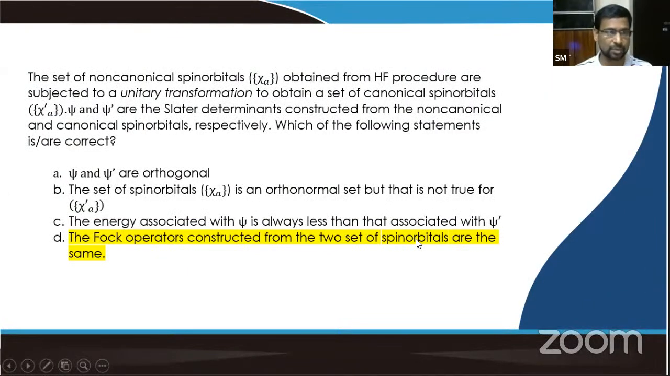The preset questions. So now the next question talks about the formation of the canonical set of orbitals from non-canonical ones by doing the unitary transformation. The problem tells the following.